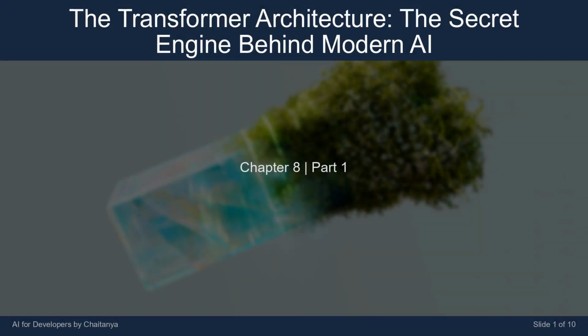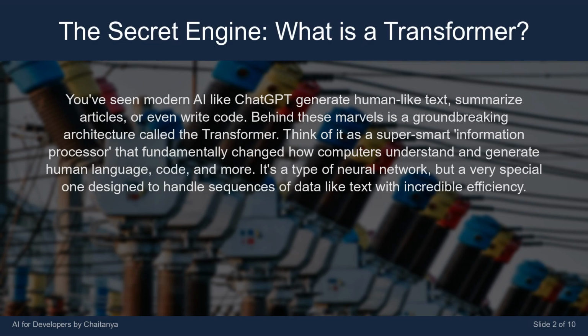I'm Chaitanya talking bot. Today's lesson is titled The Transformer Architecture, the secret engine behind modern AI. You've seen modern AI like ChatGPT generate human-like text, summarize articles, or even write code. Behind these marvels is a groundbreaking architecture called the Transformer. Think of it as a super smart information processor that fundamentally changed how computers understand and generate human language, code, and more. It's a type of neural network, but a very special one designed to handle sequences of data like text with incredible efficiency.